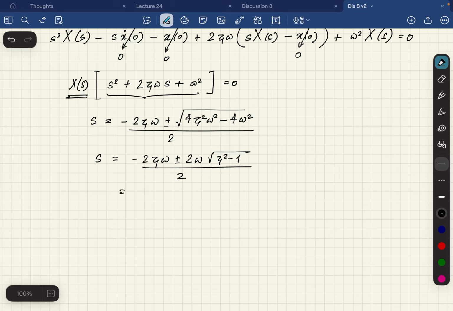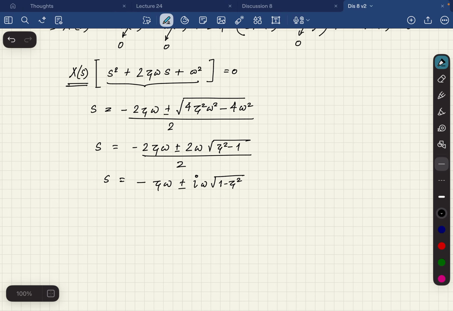So if you look closely, you can take out the 2. You can write this as minus zeta omega plus minus. Now I'm going to flip the sign of zeta square minus 1. I'm going to write it as 1 minus zeta square, which means that it would become root under minus 1 times 1 minus zeta square. And root under minus 1 is the complex number iota. So I'm going to pull it out. So you're going to see plus minus iota omega root over 1 minus zeta square, right?